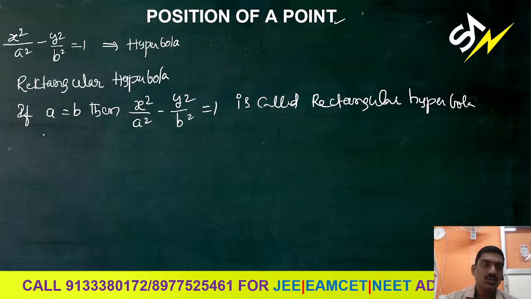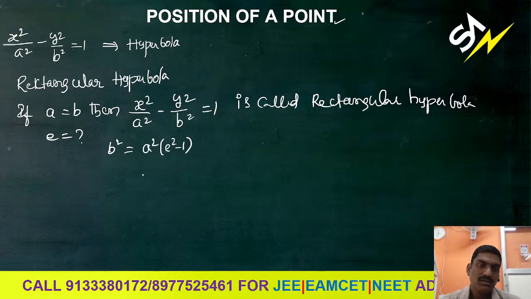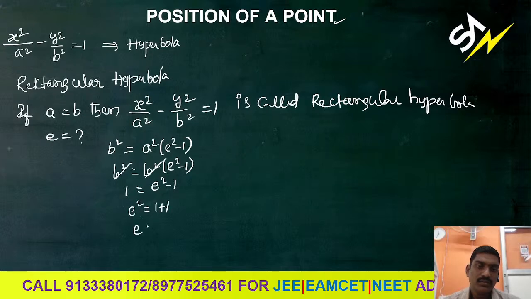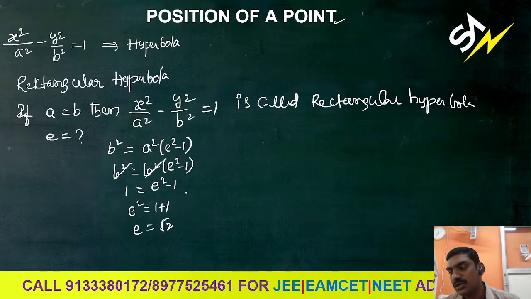So in this case, what is the eccentricity of a rectangular hyperbola? Already we know the relation between a and b: b square is equal to a square of e square minus 1, and here a and b both are the same, so b square is equal to b square of e square minus 1. Then b square and b square get cancelled. We get 1 equals e square minus 1. Then e square is equal to 1 plus 1, then e is equal to square root of 2. This is the eccentricity of a rectangular hyperbola, right?